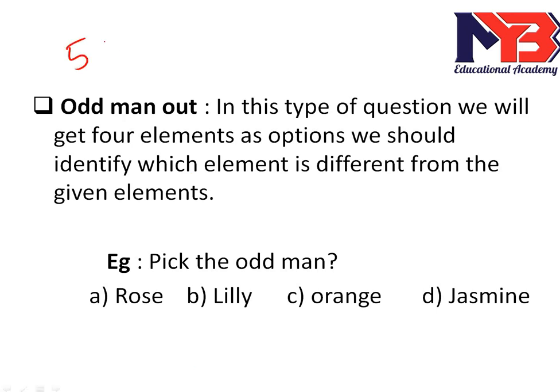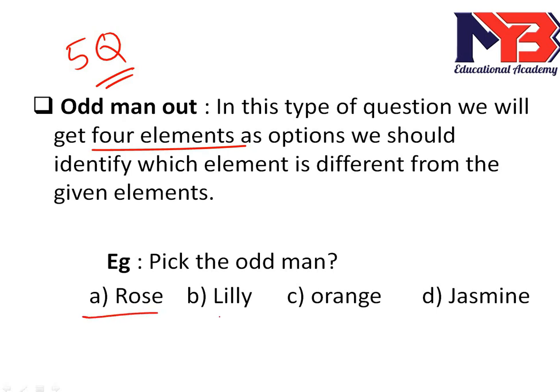The weightage of this topic is you are going to get 5 questions from odd man out, and it's a very simple topic. Having a knowledge about perfect squares, perfect cubes, and all A to Z alphabets would be enough in solving the questions of odd man out. In this type of question, we'll get 4 elements and we should identify which element is different from the other option choices. So pick the odd man out of the given option choices.